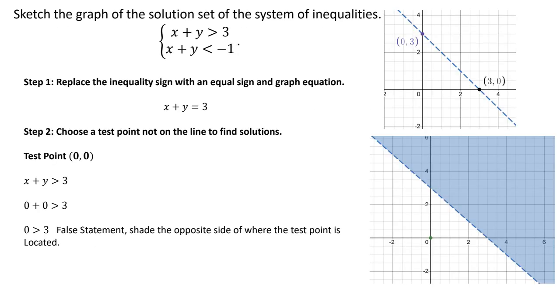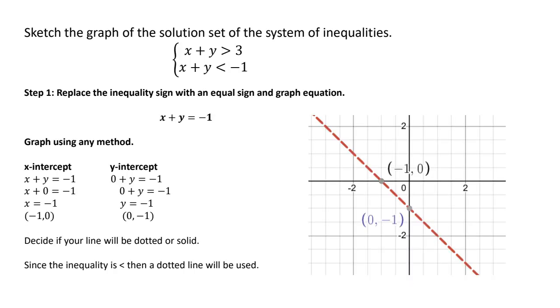Next, we want to choose a test point. I can use my favorite test point, 0, 0. If I plug in 0 for x and 0 for y, then I get 0 is greater than 3. That's a false statement, so I'm going to shade on the opposite side of the line. This would be my result for that inequality.